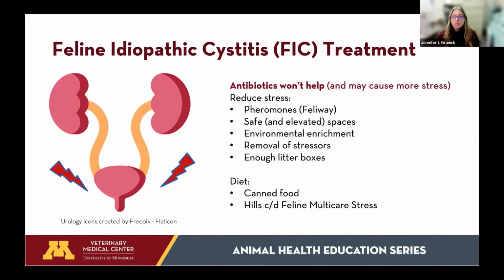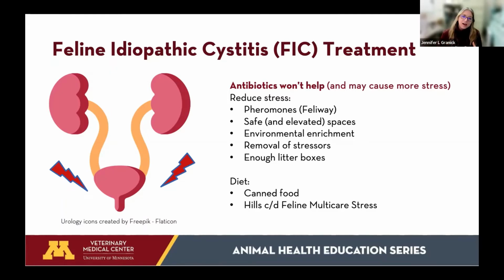So one is to provide pheromones. So pheromones like Feliway, you can get them at PetSmart or other pet stores, and they are provided in things like plugins, like a Glade plugin, but with feline pheromones. And those pheromones help to relax the cat.